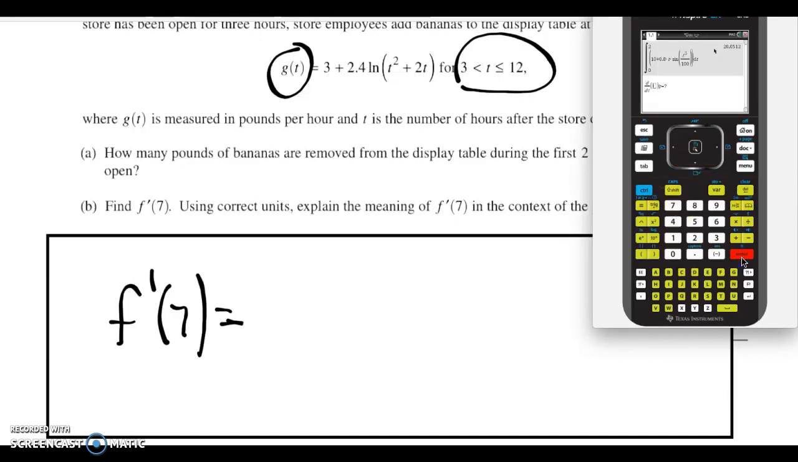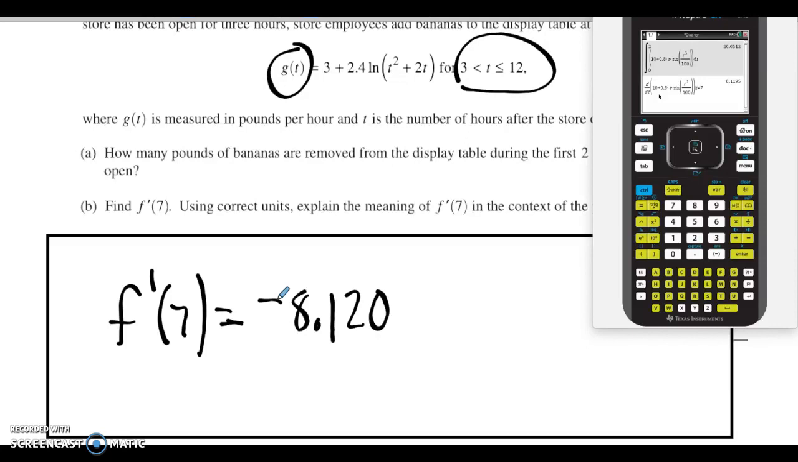And now I'm going to type that function in just like it is up above. 10 plus 0.8 times t times sine, fraction tool, terminator 3, over 100. When I enter, f prime of 7 is negative 8.120. I'm rounding to the thousandths.